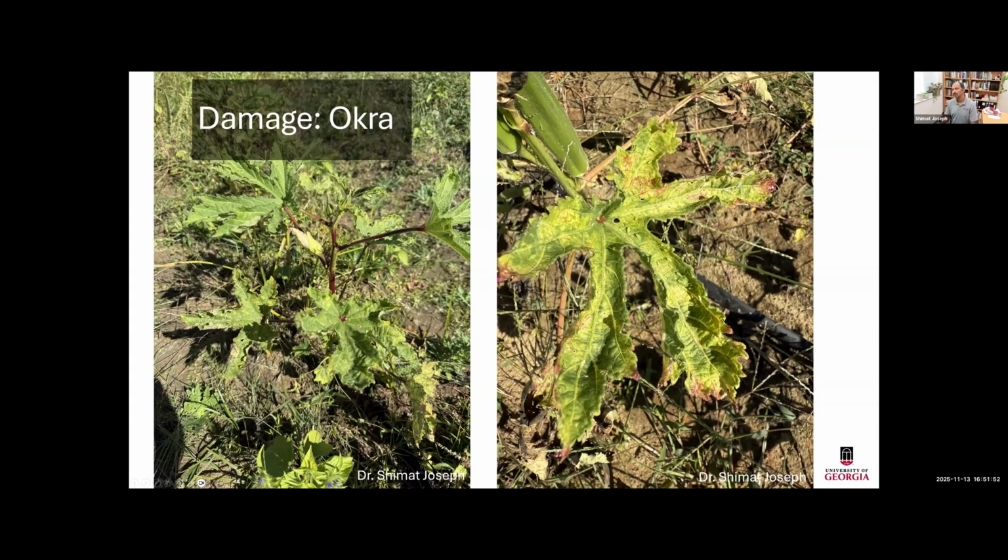People refer to that as hopper burn. That's the term used, meaning that if the population continues like that, the entire field will look burned, like somebody put a fire on it. It will have a burned appearance. That's a more extreme situation, but we have seen that extreme situation in cotton this year and in okra.